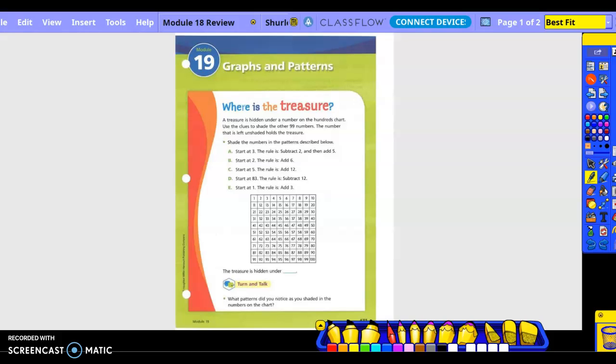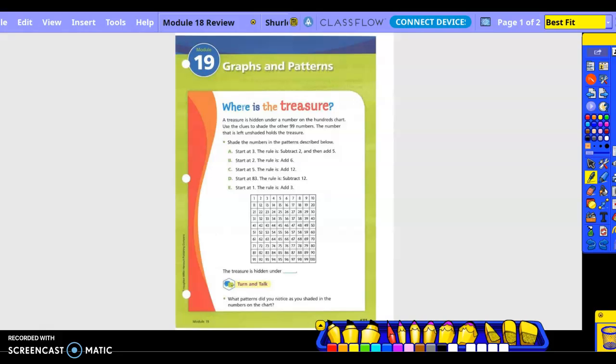Fifth grade math, module 19, graphs and patterns. Where is the treasure? A treasure is hidden under a number on the hundreds chart. Use the clues to shade the other 99 numbers. The number that is left unshaded holds the treasure, which of course is really the treasure, but we're looking for that hidden number, right? Okay, so shade the numbers in the patterns described below.